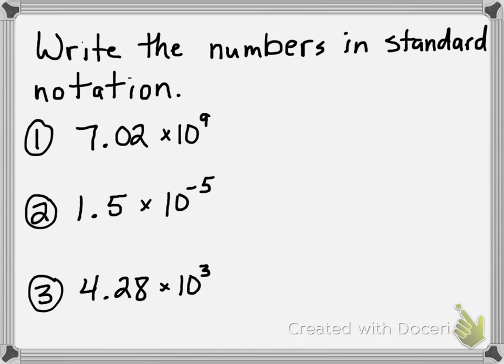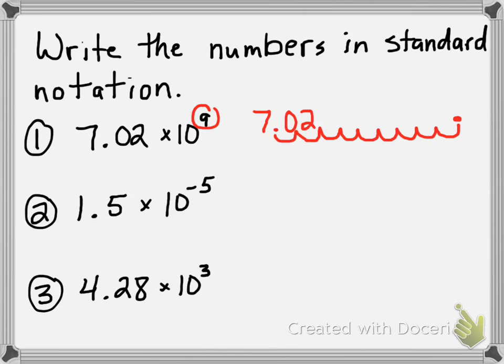Okay, so the first thing, if I'm looking at number 1, is I look at the 9. The 9 tells me how far I need to move the decimal. Okay, so I'm going to rewrite this number, 7.02, and then I'm going to move the decimal 9 places. Now, since it's a positive 9, a positive exponent, I know I need a big number. So if I move the decimal to the left, that's going to give me a little number. So I need to move it to the right. Alright, so 9 places. So 1, 2, 3, 4, 5, 6, 7, 8, 9. So that's where my decimal is going to go.